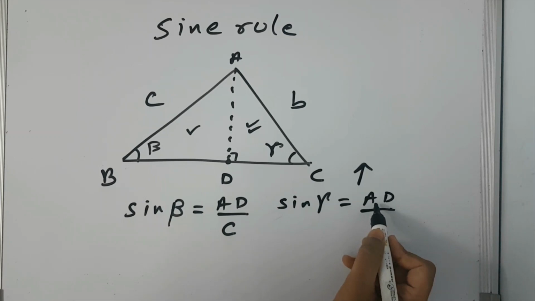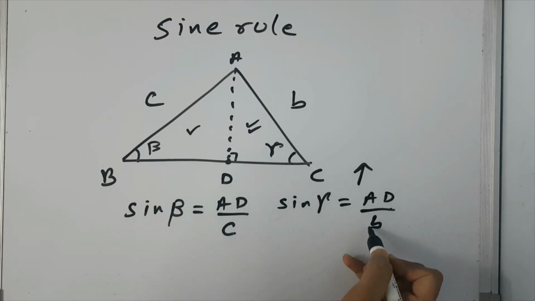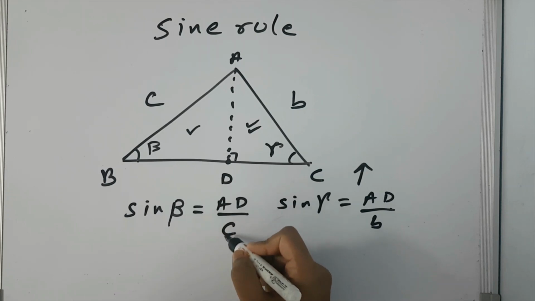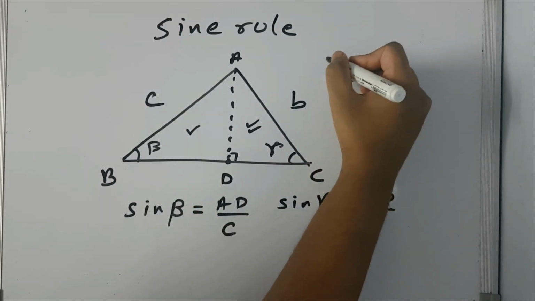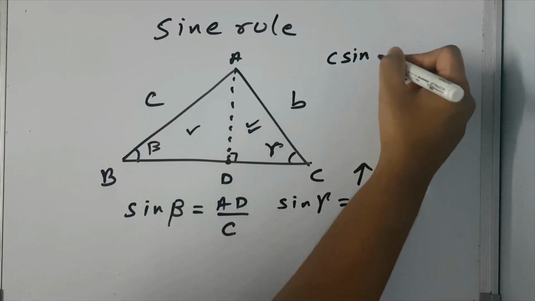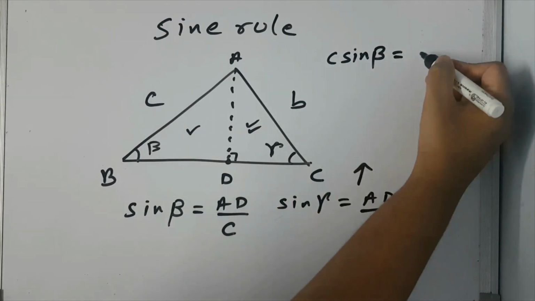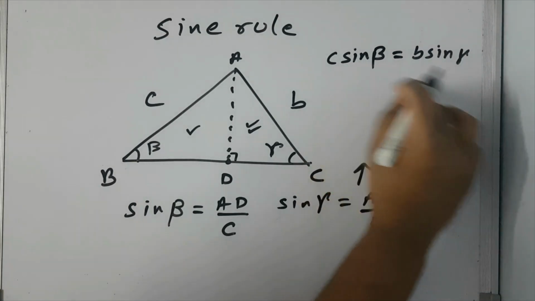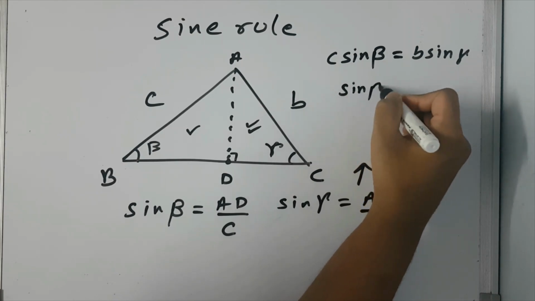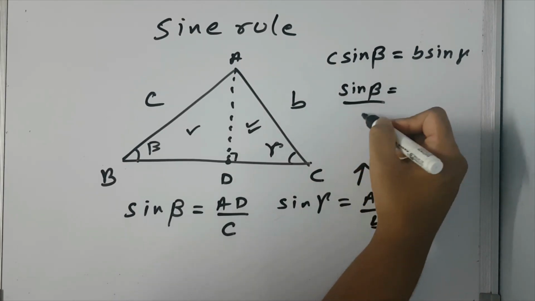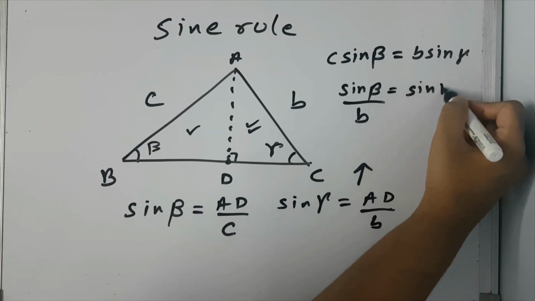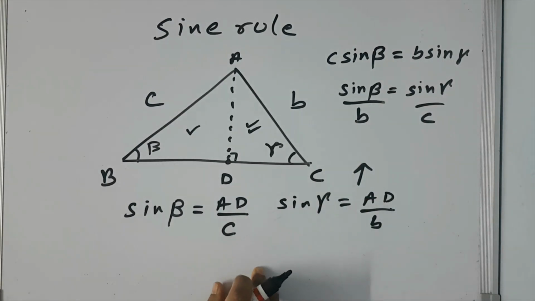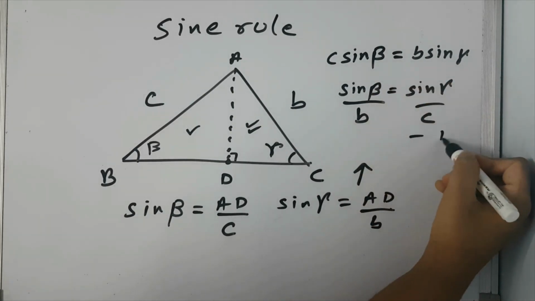Now from these two equations, if you equate AD, what would be AD? AD would be B sine gamma, and here AD would be C sine beta. When you equate them, you'll get C sine beta equals B sine gamma. Now just rearrange this. You'll get sine beta by B equals sine gamma by C. Let's call this equation 1.